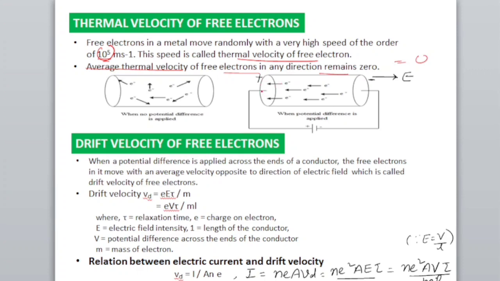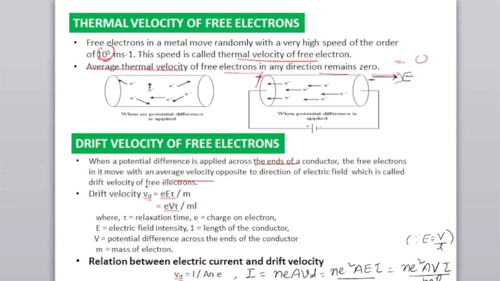Now, when this conductor is connected to a cell, cell means potential difference is there, and due to that potential difference, electric field is set up through this conductor. Now what happens when cell is connected to this conductor, electron starts moving towards the positive terminal of the conductor, right, in a particular direction. So when a potential difference is applied across the ends of a conductor, the free electrons move with an average velocity opposite to the direction of electric field. Electric field is in this direction, positive to negative. Electron moves from negative to positive, opposite to the direction of electric field.